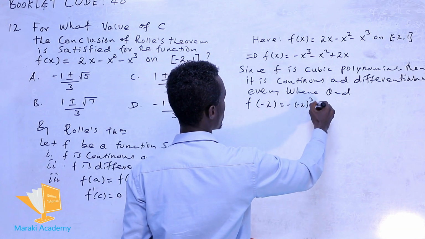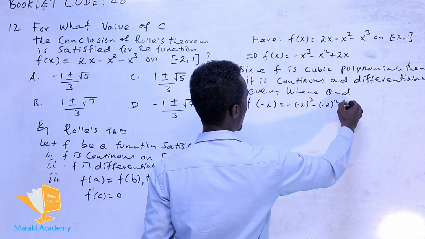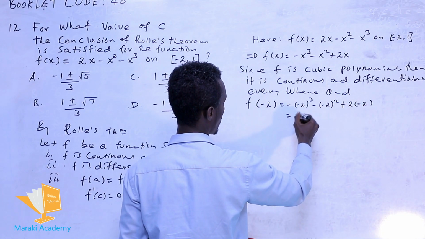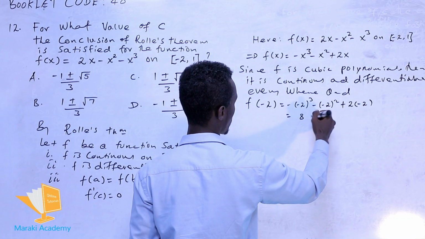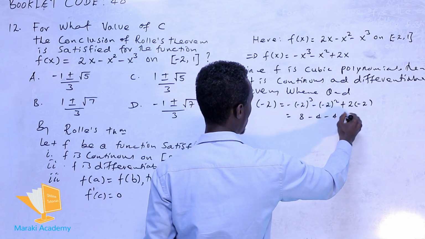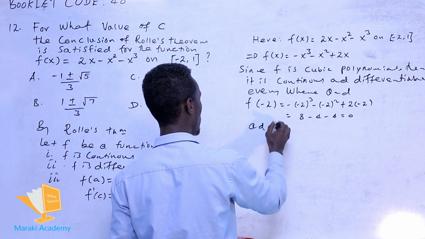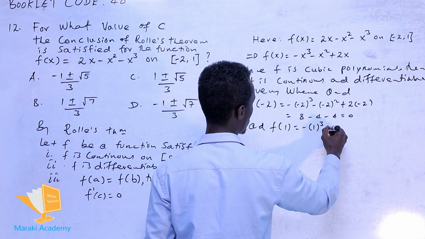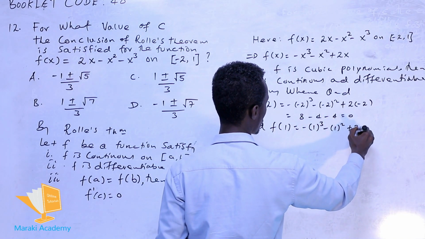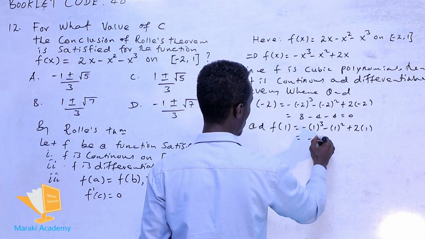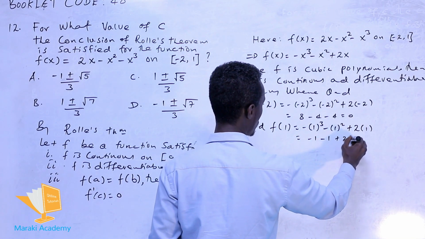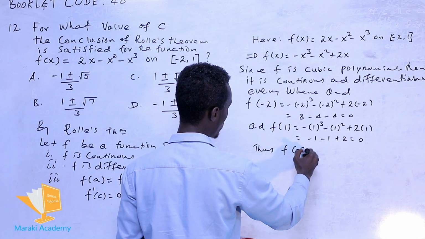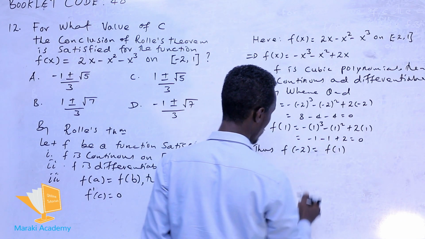Minus 2 cubed minus 2 squared plus 2 into minus 2. So this result becomes what? Here we have 8, this becomes minus 4, this is minus 4. The result is 0. And f at point 1, meaning minus 1 squared cubed minus 1 squared plus 2 into 1. So what does this result in? Minus 1 plus 2. This also becomes 0. So f at point minus 2 is equal to f at point 1.